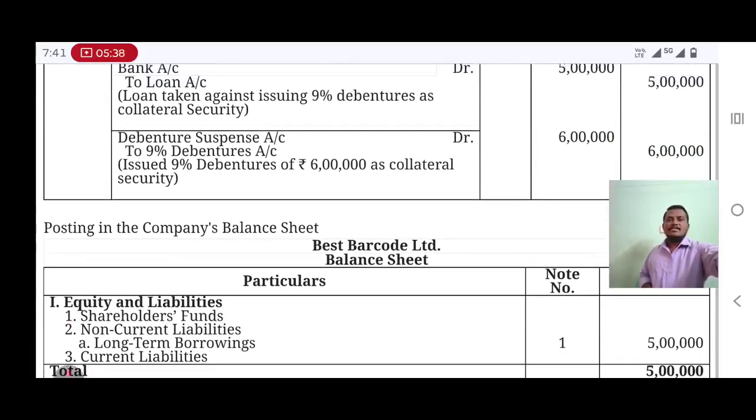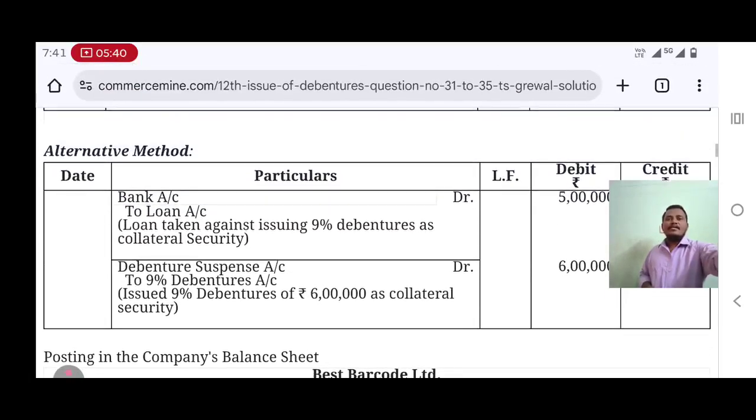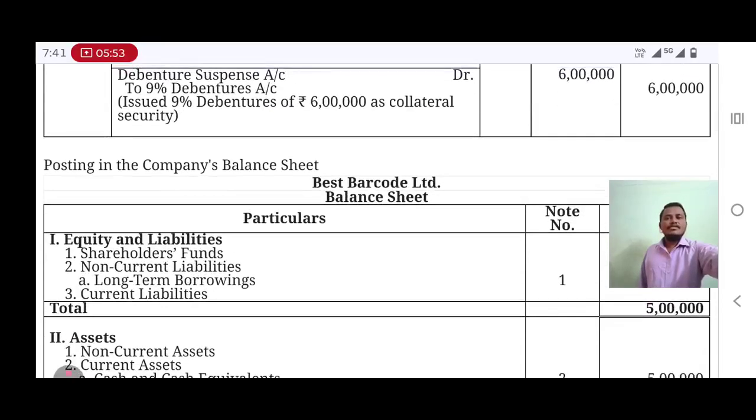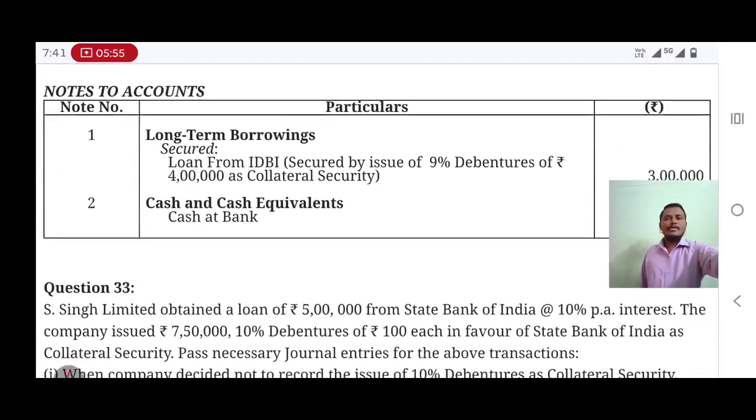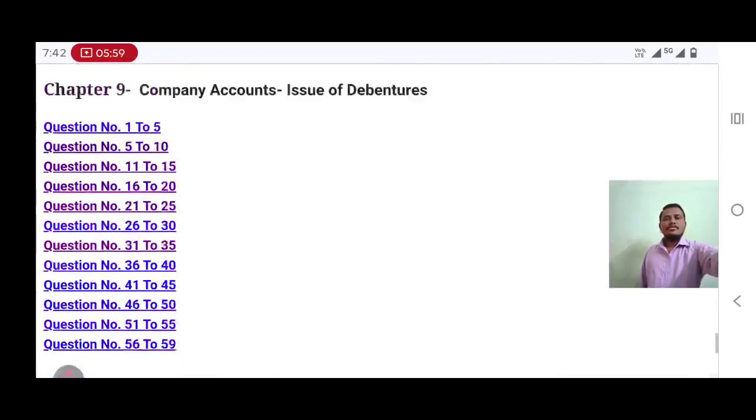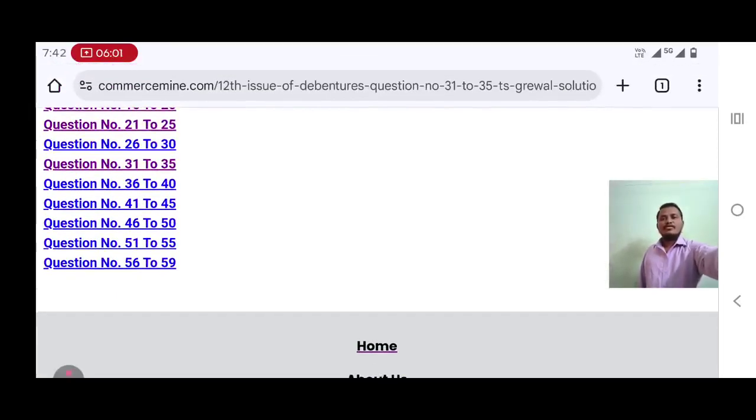6 lakhs. Okay, so when the loan is taken against it, the entry should be bank account debit to bank loan account. Okay, this also you can show. And this concept is also over, according to me. Okay, so the next concept.